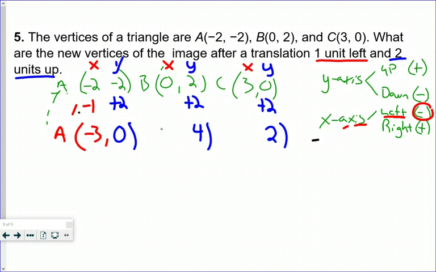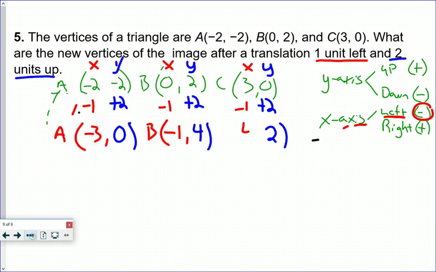Put my comma in there. We are minusing 1 from 0, so that'd be -1. So our new one for B is going to be -1, 4. And subtract 1 from 3 gives us, whoops, would be a 2.